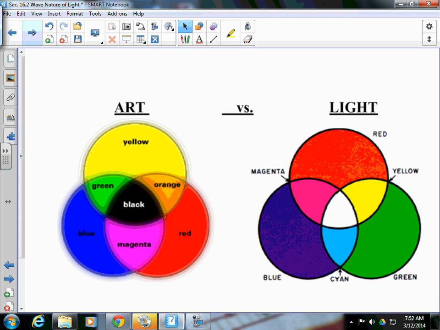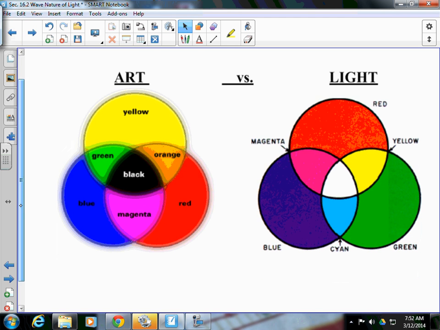To give you an idea of what that looks like, on the left side we have our pigments. Combine all our pigments together, as I said, you make black. Our three primary colors for pigments are green, orange, and magenta. Throw that out the window. Let's talk about light. Our three primary colors for light: red, blue, and green. Our three secondary colors: magenta, yellow, and cyan. Combine them together and you make white. So just a little heads up to distinguish the difference.